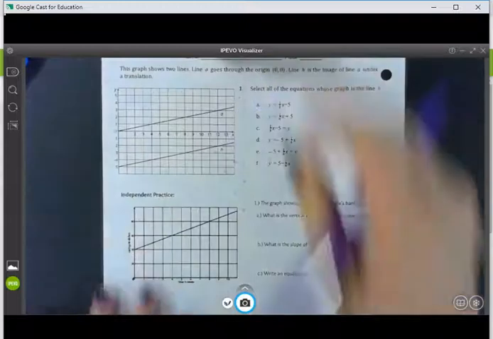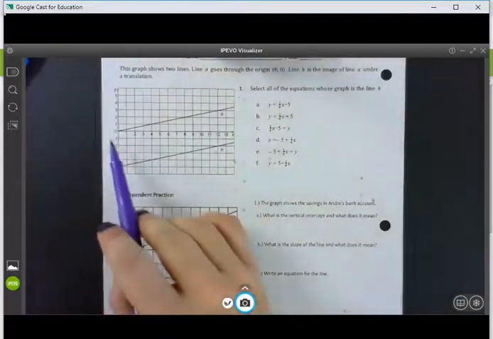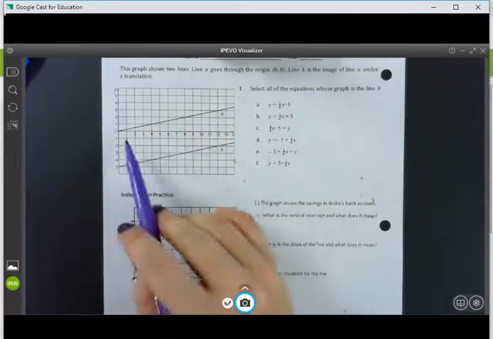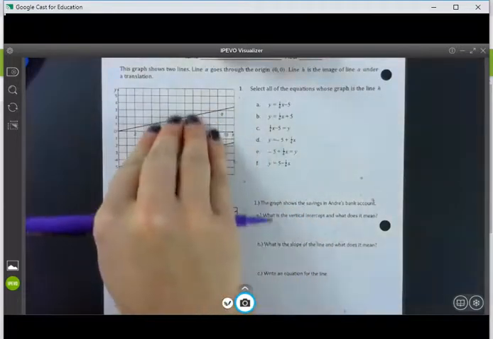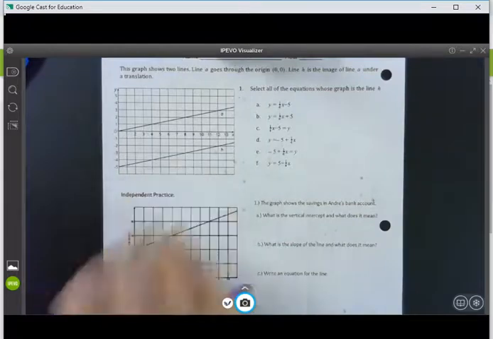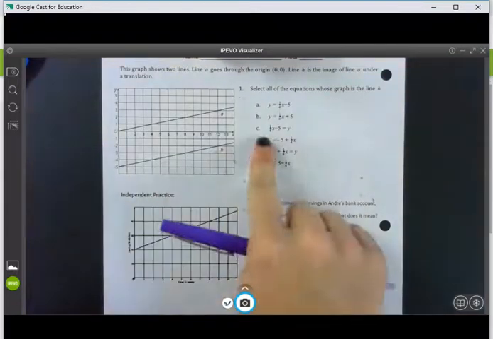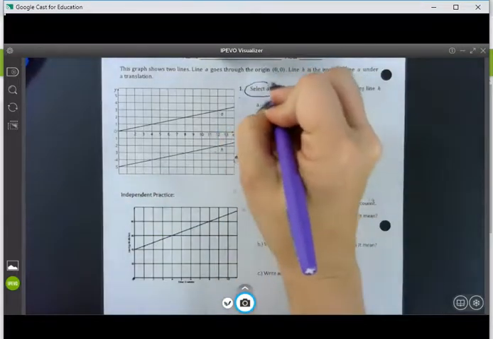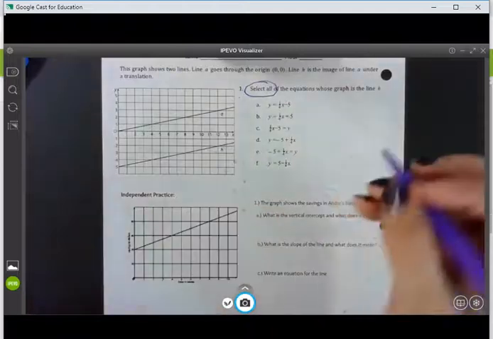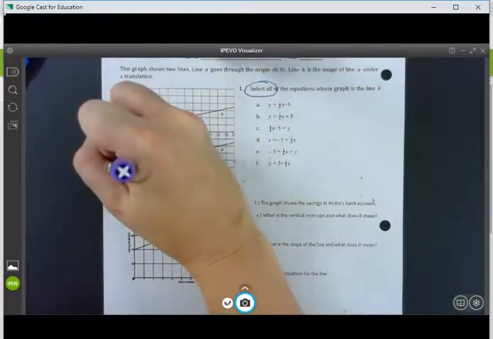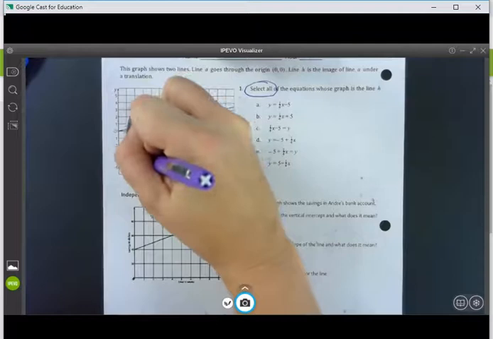On the back side, this first problem says that line A goes to the origin of 0, 0. Line H is a translation of line A, so they just slid it down. They want us to select all, so there's probably going to be more than one answer. Select all the equations whose graph is the line H. So let's go ahead and write the equation for line H.